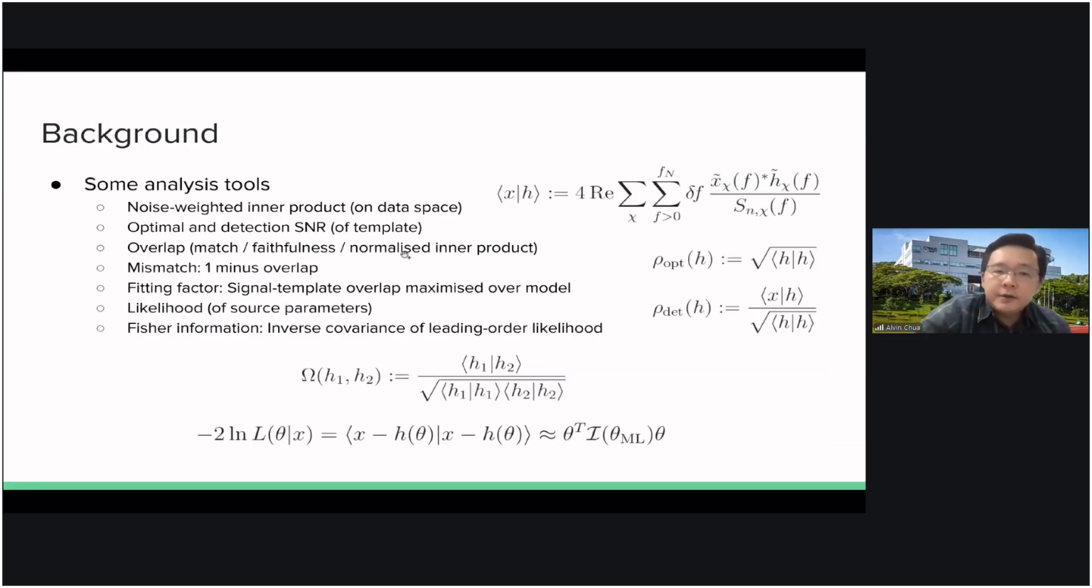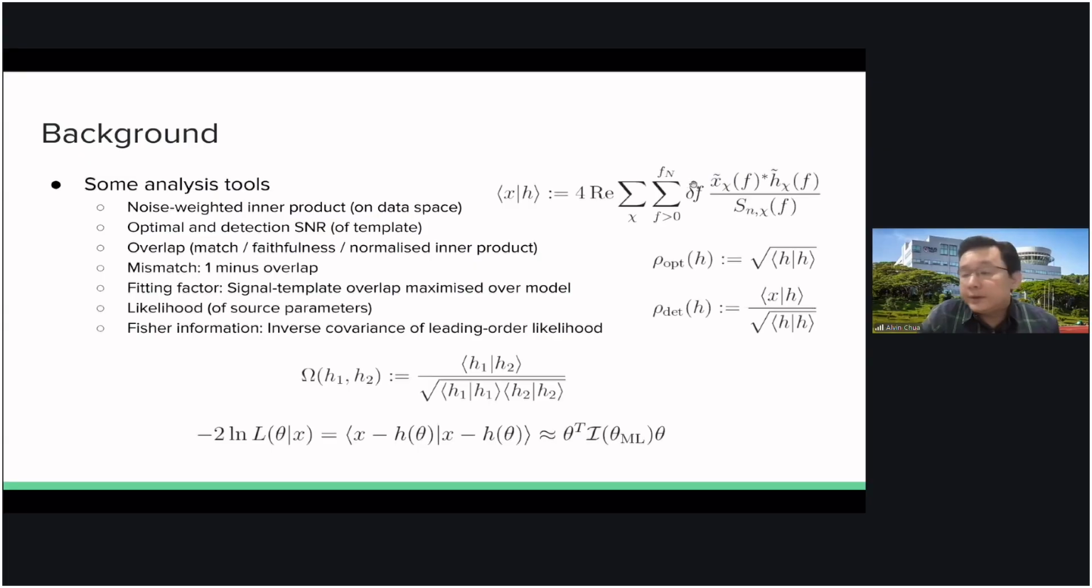Here's some background that we will need for the rest of the talk. I'll try and keep it light. These are some data analysis tools, which are pretty standard for practitioners. The first is the familiar noise-weighted inner product on data space, shown in the top right here. This is just the Hermitian product between the Fourier transforms of two time series, x and h, that lie in the data space.